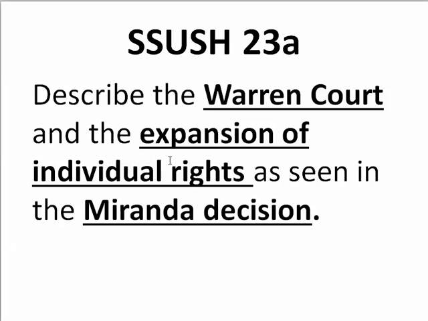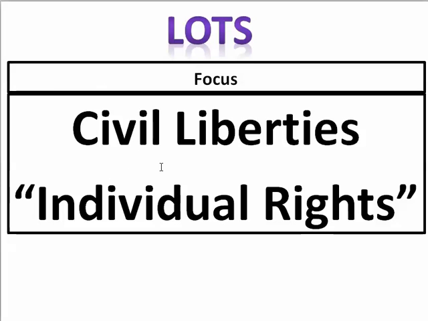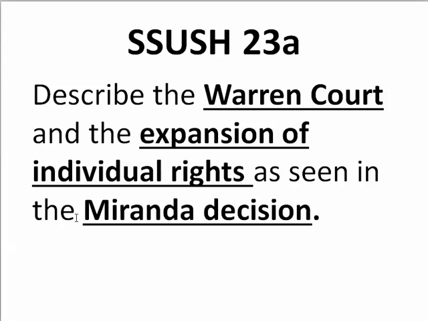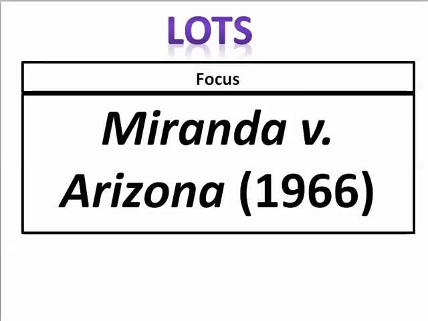And then it says and the expansion of civil liberty, or expansion of individual rights. I messed up on that because civil liberties is basically the same thing as individual rights. The rights of an individual against infringement or abuse from the government, whether it be state or local or federal government. Civil liberties, individual rights. They are going to expand under the Warren Court. We're going to look at how they do that. And then it says as seen in the Miranda decision. We're going to talk about Miranda versus Arizona that was handed down in 1966.